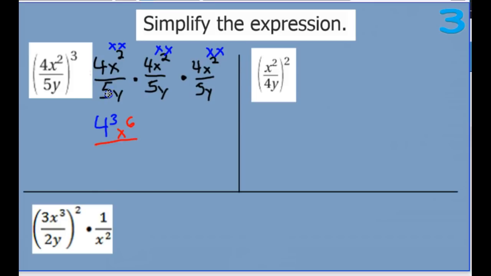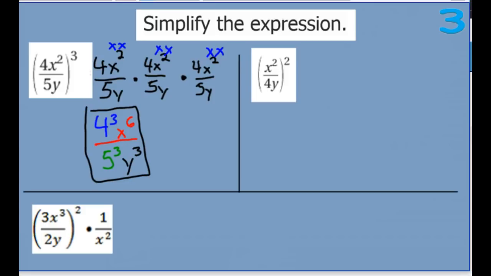Then on the bottom, we have 1, 2, 3 5s. So we're going to write 5 to the 3rd, or 5 cubed. And finally, our y's, we have 1, 2, 3 y's. So y cubed, or y to the 3rd. So our answer is 4 cubed times x to the 6th over 5 cubed times y to the 3rd, or y cubed, same thing.